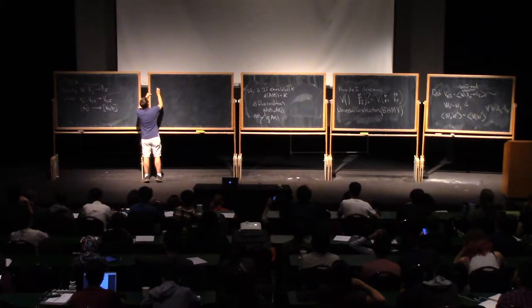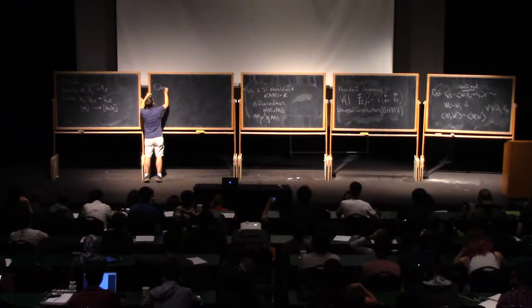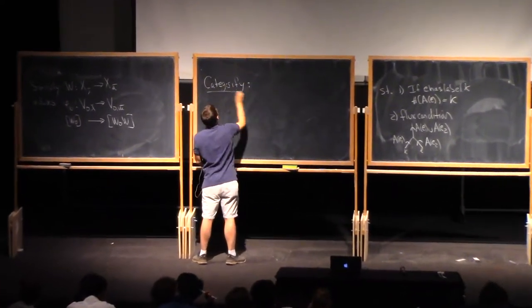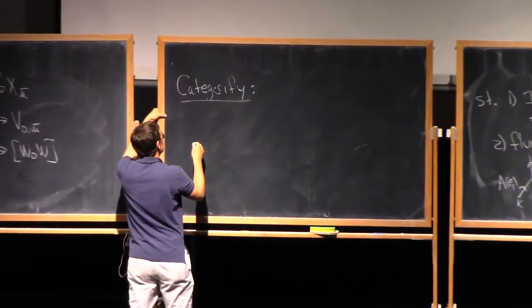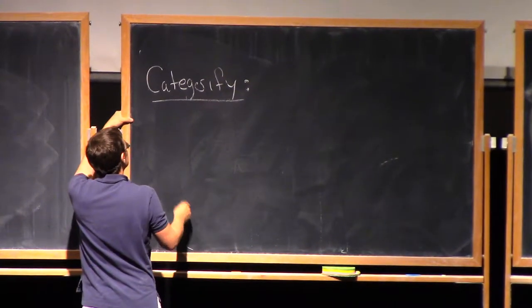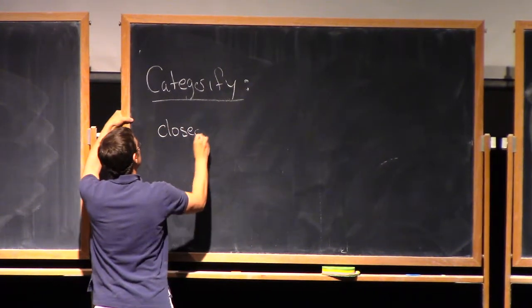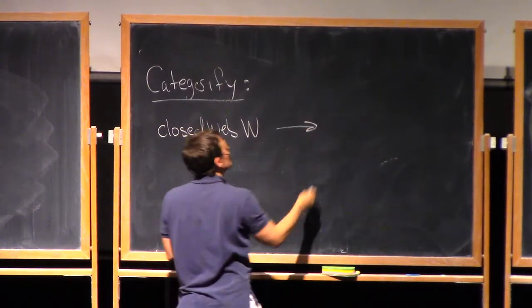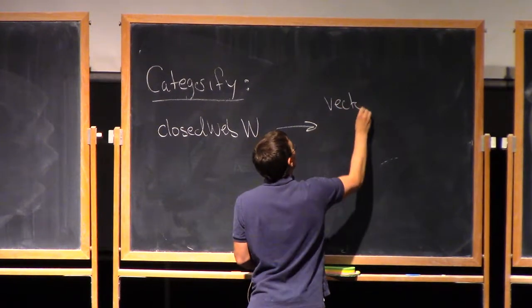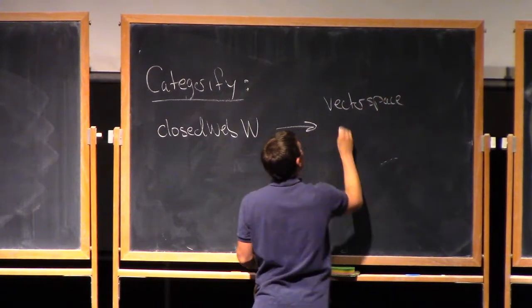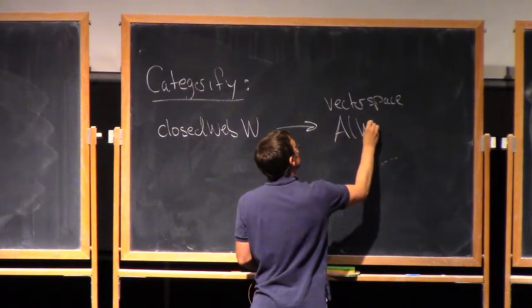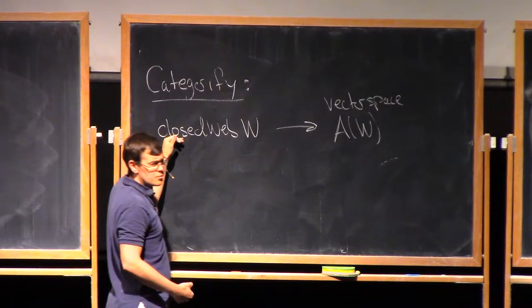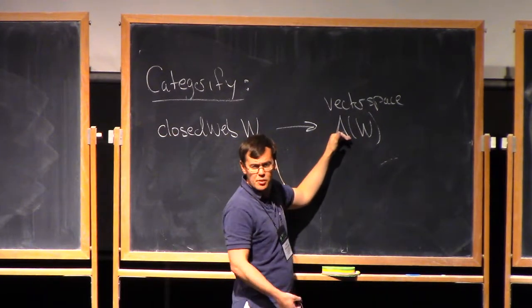Right, so now we could try to categorify this picture. To do that, we should have, for example, a closed web W go to some vector space A of W. This is like in Khovanov homology, where we had a bunch of circles, and we assigned to it the vector space that was the TQFT applied to those circles.